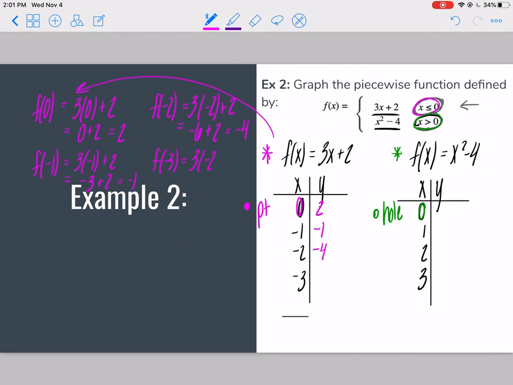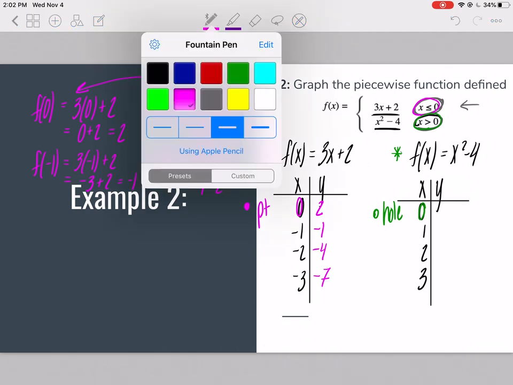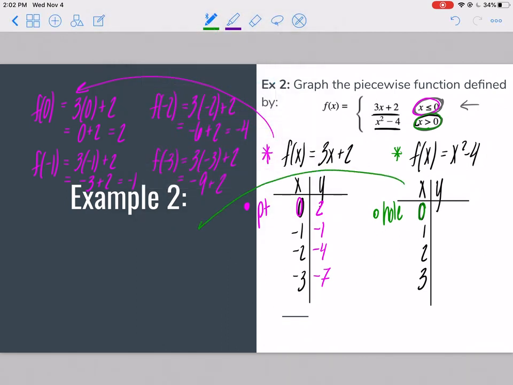I know I'm going through this kind of quickly, so feel free to pause the video. Okay, and then that gives you -7. All right, so we've got those values. And now let's go ahead and plug in the values for the second table.